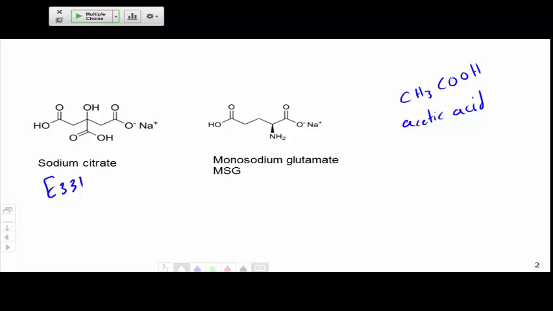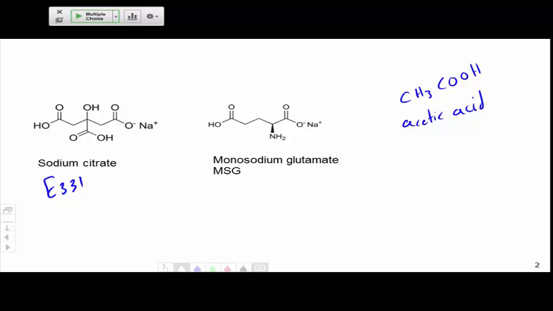Monosodium glutamate, you might know it, especially if you're a food or nutrition major, as MSG. Usually this intensifies the meat flavor. So for example, in barbecue chips, they use MSG.